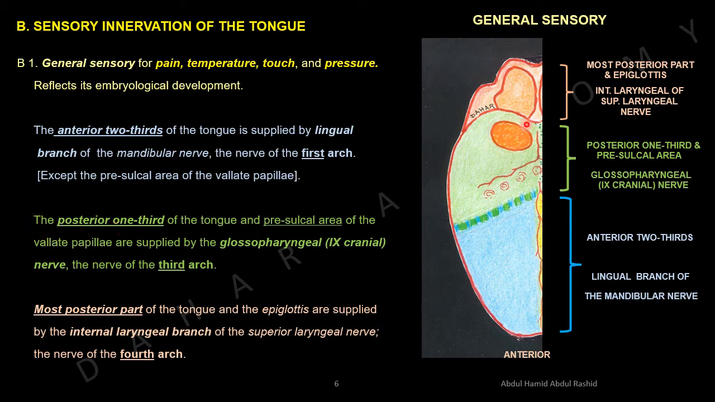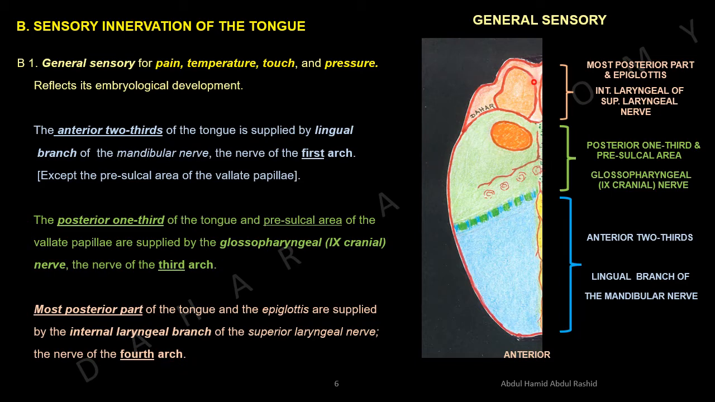Posterior one-third, this is the one. Posterior one-third of the tongue and pre-sulcal area of the vallate papillae are supplied by the glossopharyngeal nerve, that is the ninth cranial nerve, the nerve of the third arch. Most posterior part of the tongue and the epiglottis are supplied by the internal laryngeal branch of the superior laryngeal nerve, the nerve of the fourth arch.